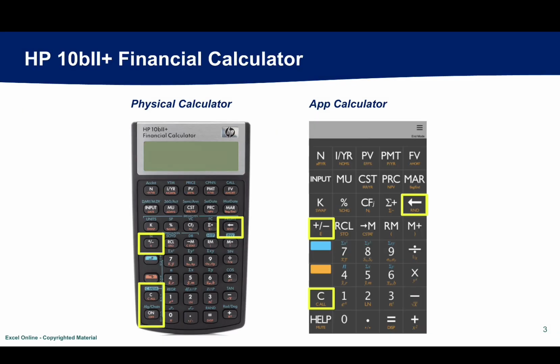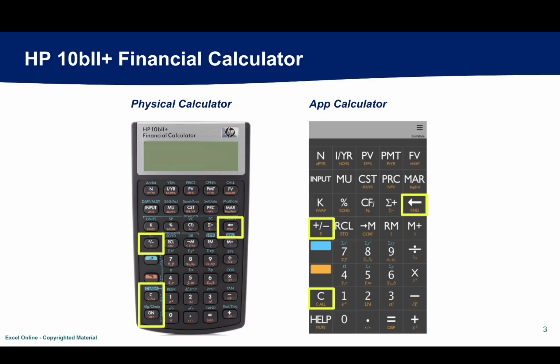In this lesson, we're going to focus on mastering the HP calculator. These steps can be used for the app or the physical calculator. So to start, if we want to turn the calculator on, we have to press the on button, which is the first key at the bottom left. But note, the smartphone app version of this calculator does not have an on button. You just need to open the app.